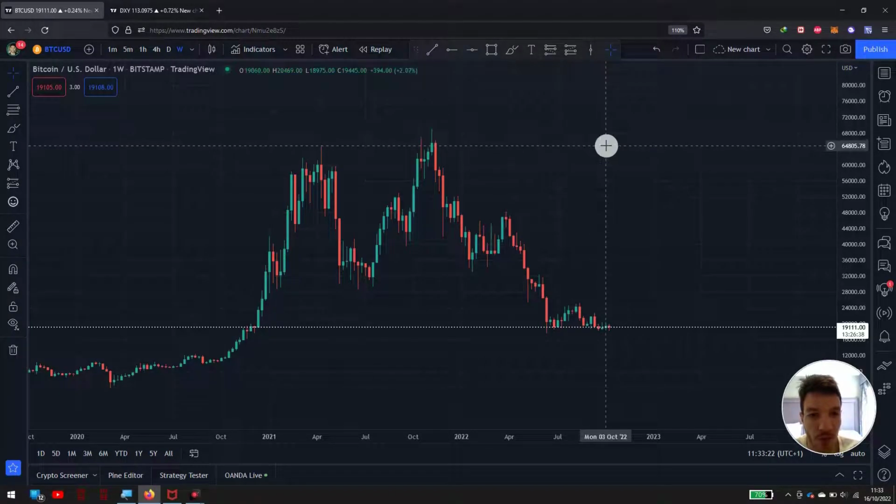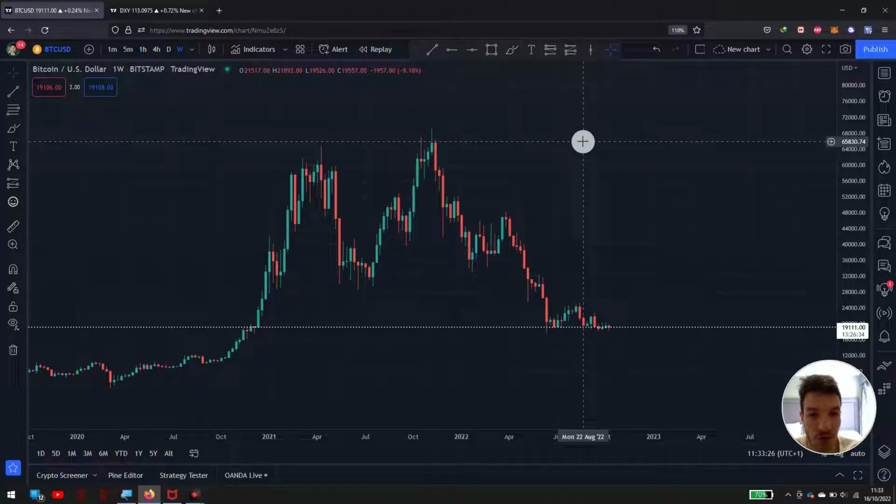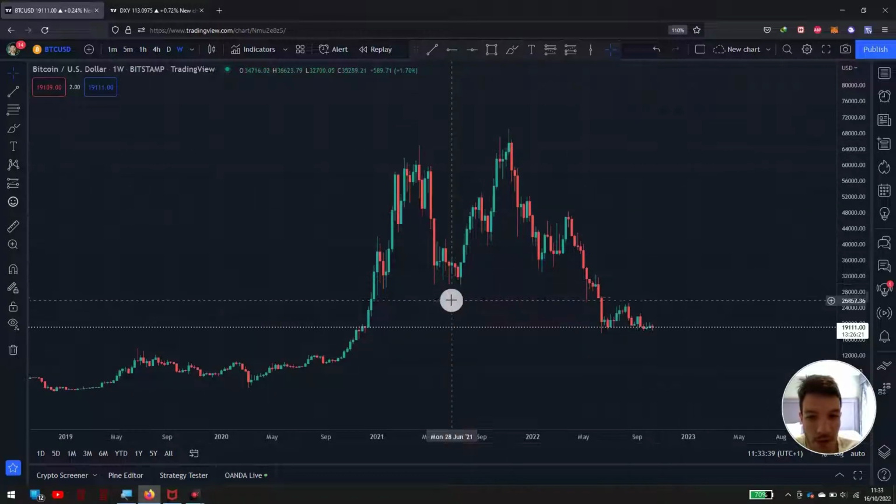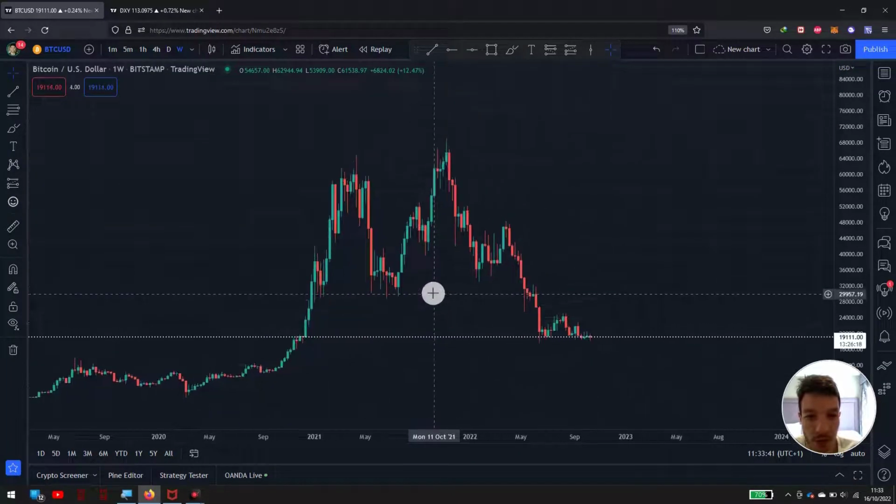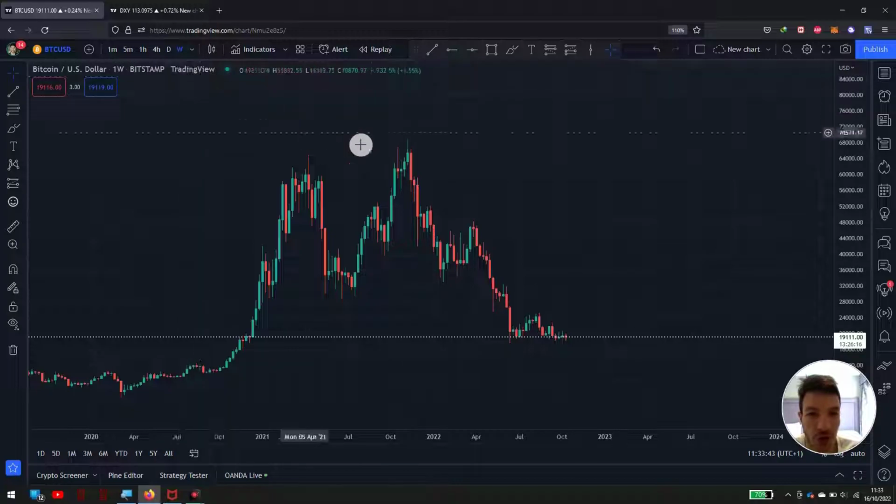For those of you who have never done technical analysis before, I will do this one from scratch, just to show you how easy it is to do technical analysis and predict the price of any asset. So here again, the chart of Bitcoin, on the weekly chart.